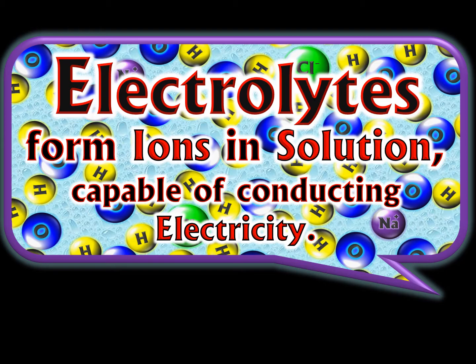Electrolytes are chemicals that form ions when they're put in solution. And those ions are capable of conducting electricity. The reason they are is because they're positive and negative particles that can freely move around. If they can freely move around, they can transmit an electrical current. So they're called electrolytes.